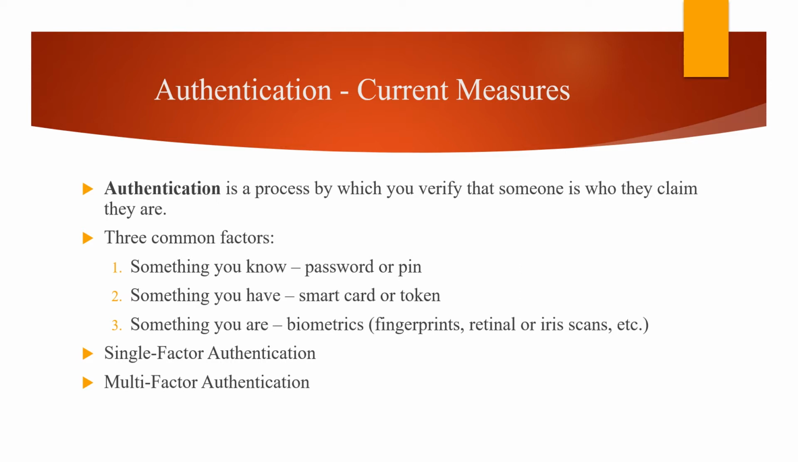First is something you know, which can be a password or a PIN. Next is something you have, like a smart card or a security token. And lastly, something you are. This is considered a biometric that includes things such as fingerprints or iris scans.